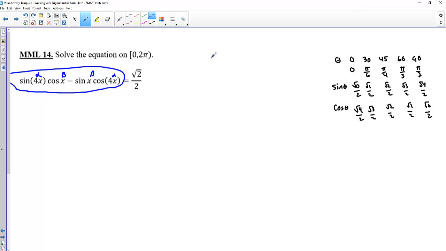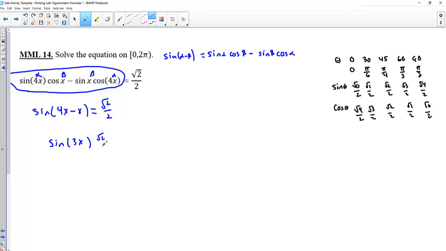If you think about this, it has this sort of form: sine of alpha, cosine of beta, minus sine of beta, cosine of alpha. So what can that be? Well, the difference of the sine cosine products must be the sine, and the sign is the same for the sine, so it must be alpha minus beta. And so we can rewrite the left-hand side as sine of your alpha, which is 4x, your beta is x, so minus x, and that's equal to root 2 over 2. And so 4x minus x is 3x, and now we have the sine of 3x is equal to root 2 over 2. There's the equals right there.